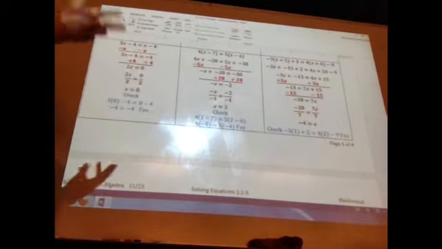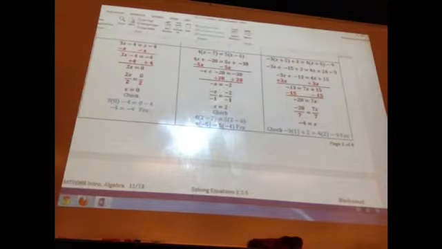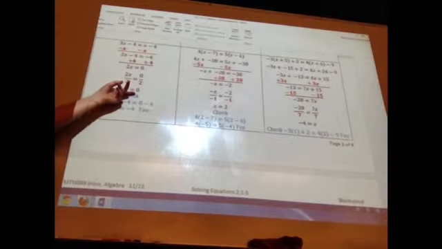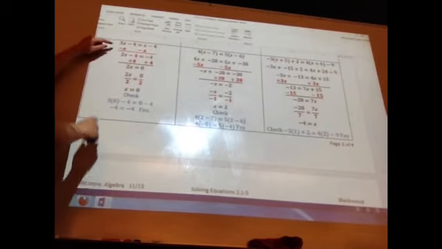2 goes into 0 0 times. So x equals 0. Now I just need to, which is perfectly reasonable, I just need to check that that's true, that I didn't make an algebraic mistake somewhere by plugging my answer back in.